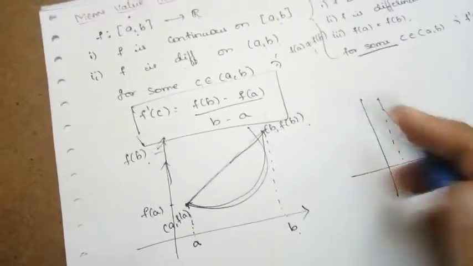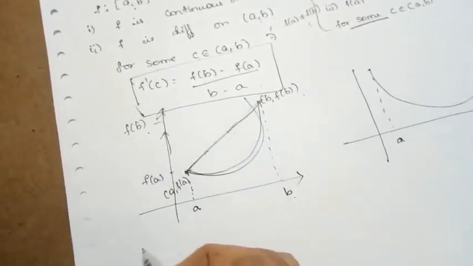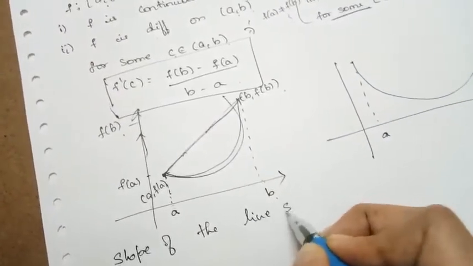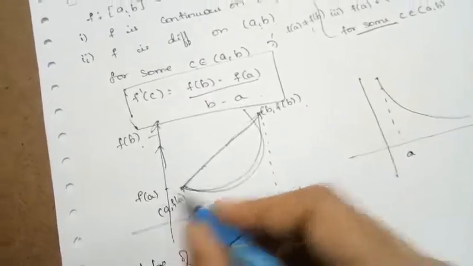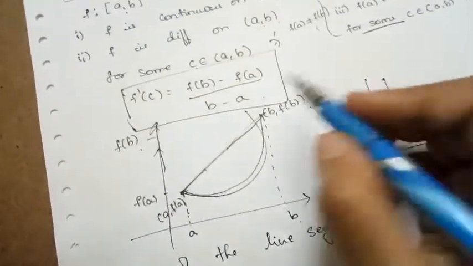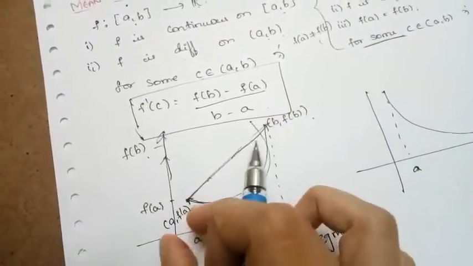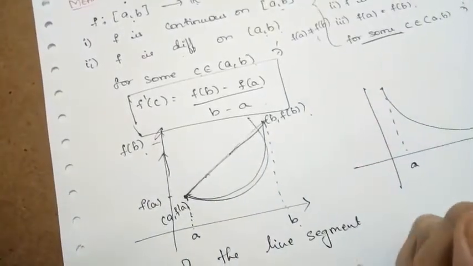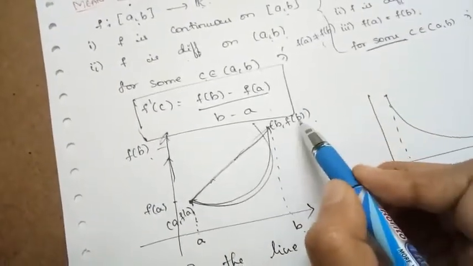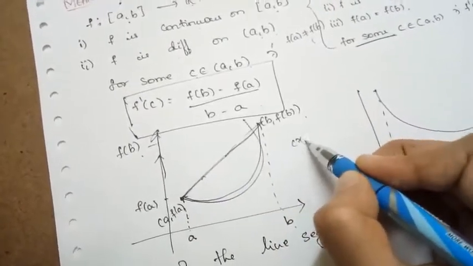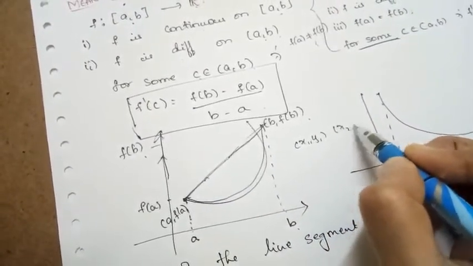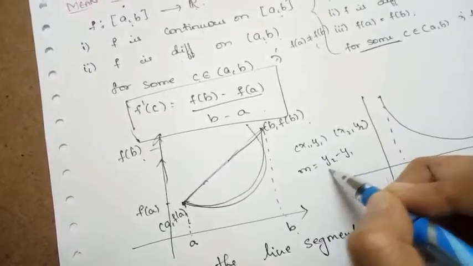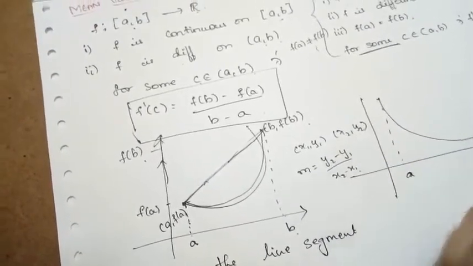which is joining the endpoints of the curve. Now if I ask what is the slope of the line segment, I am asking the slope of the line segment joining the endpoints of the curve. How are we going to find the slope? We know the coordinates of these two points. When we know the coordinates of two points, how do we find the slope? Suppose x1, y1 and x2, y2 are given, then m is equal to y2 minus y1 divided by x2 minus x1. So this is how we find it.